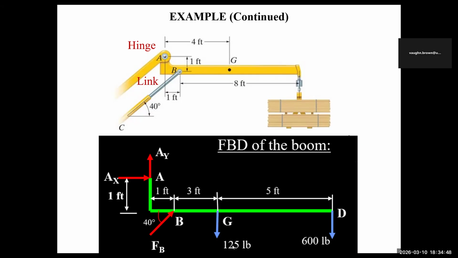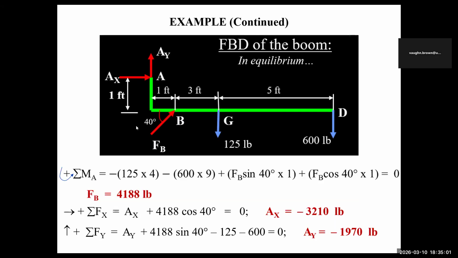The 120 comes down here. That's the center of gravity. And the weight of the load is here. Right? This is labeled FB, which is unknown. AX is unknown, and AY. So we're going to look now to see how we can solve it.